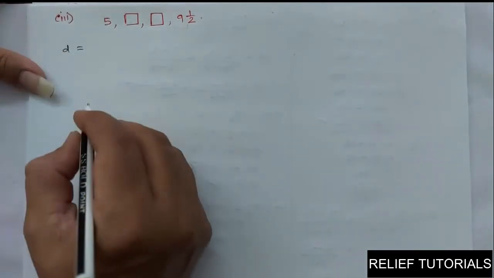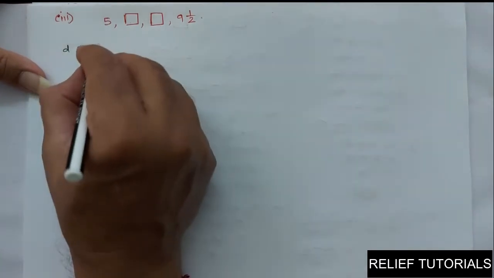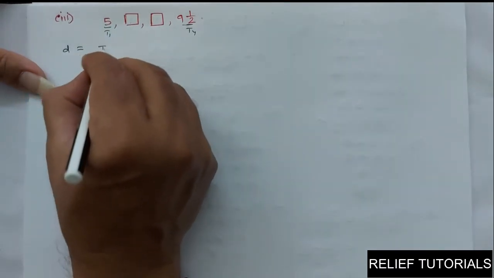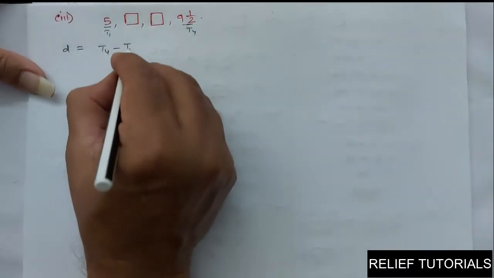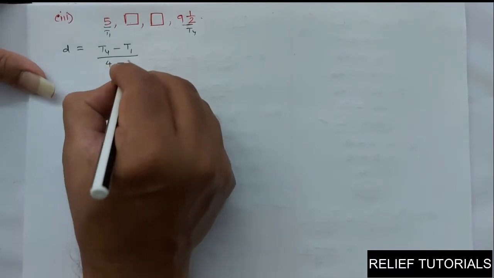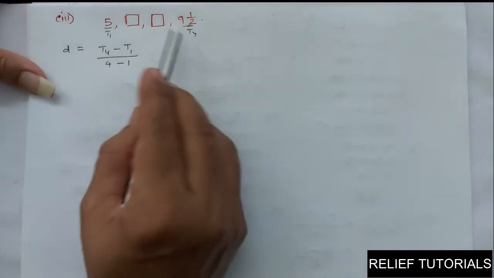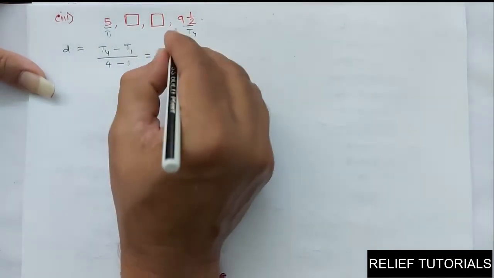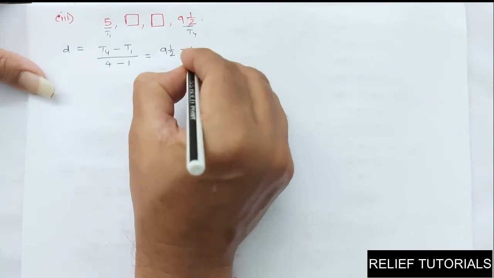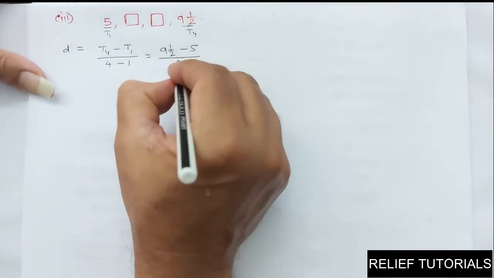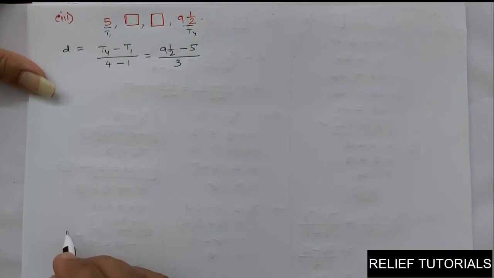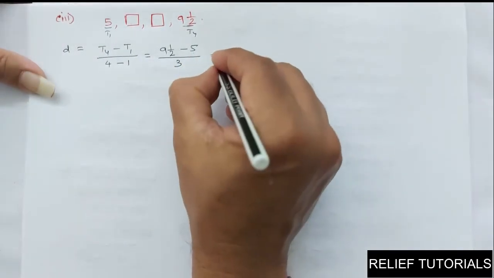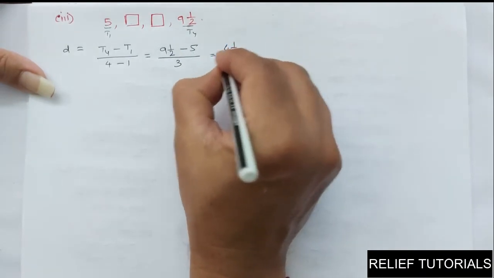So D is equal to, you know that, Tm minus Tn upon m minus n. So you can say this is T4, the fourth term, and this is T1. So D is equal to T4 minus T1 upon 4 minus 1. So T4 is 9 and a half minus 5 upon 4 minus 1, that is 3. Clear? 9 and a half minus 5, so you will get 4 and a half. Clear or not? 4 and a half upon 3.